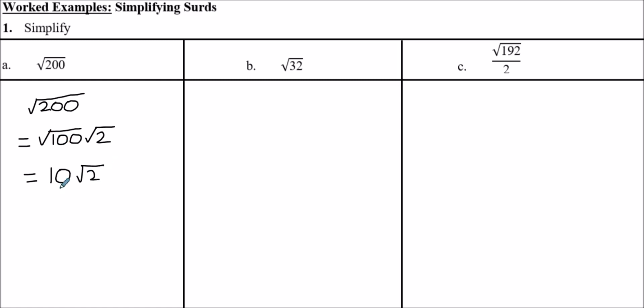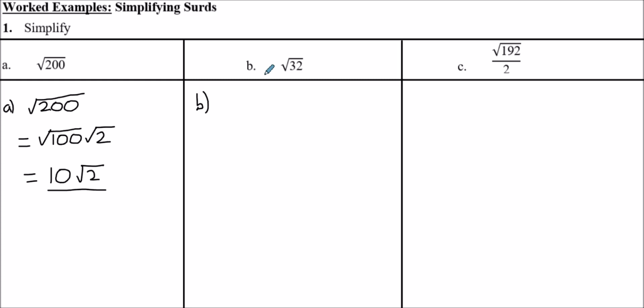Root 2 is just root 2. And so square root of 200 just becomes 10 root 2. We use exactly the same idea now for part B. So for part B, what's the biggest square number we can find which is a factor of 32? Well, there's various square numbers that are factors of 32. We've got 1, 4, and 16. The biggest of those is 16.